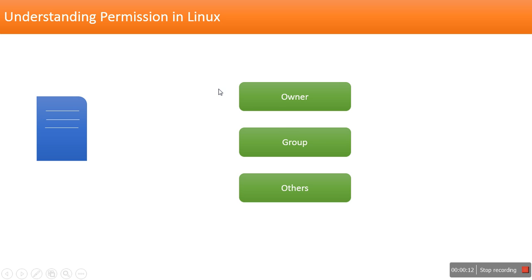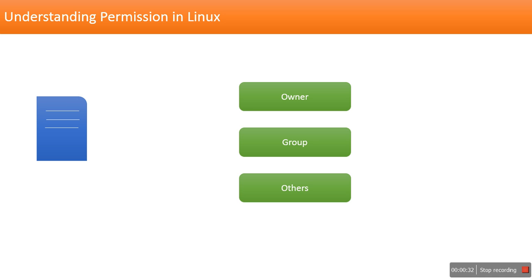The first one is the owner, who is the creator of the file, or we can say the owner is the person who owns the file, who has the ownership of the file. The second one is group. So group is a group of people with whom we want to share this file.